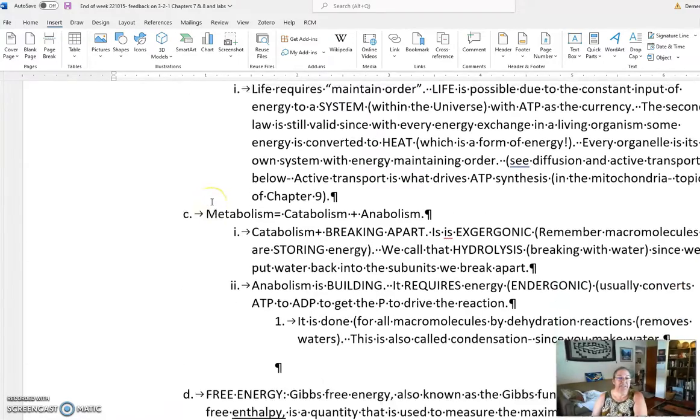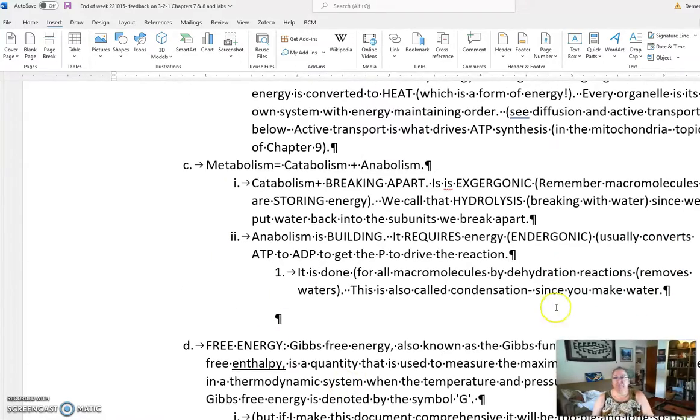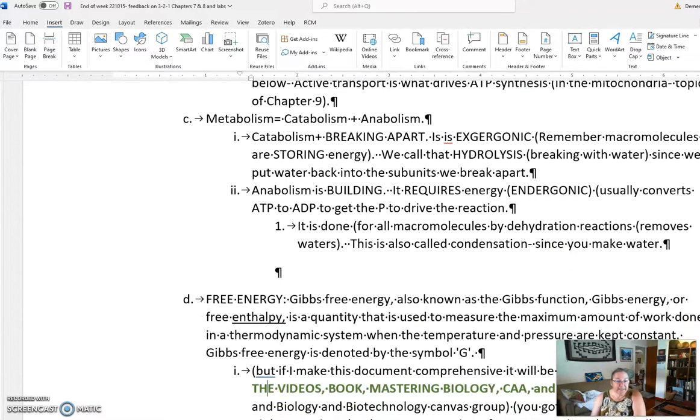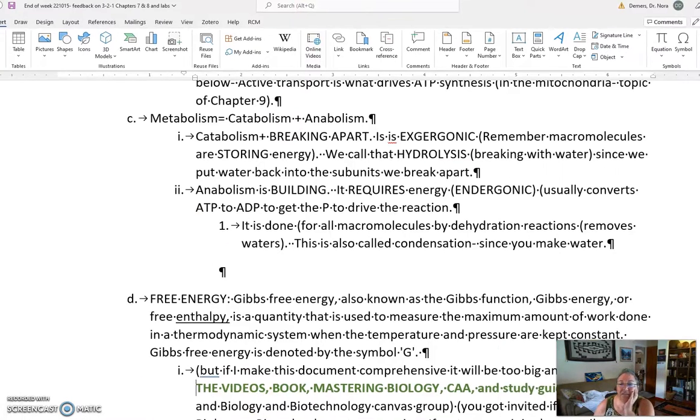Scroll down through this. And scoot it over just a little bit so that you can see the entire screen.